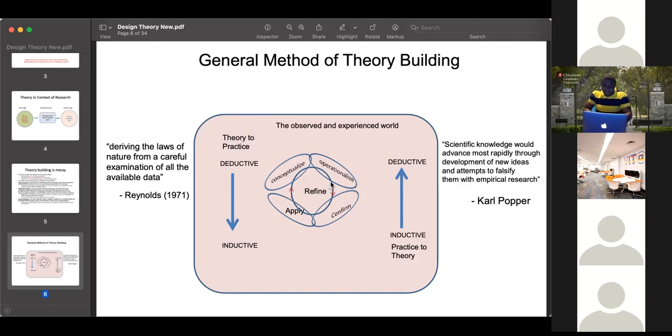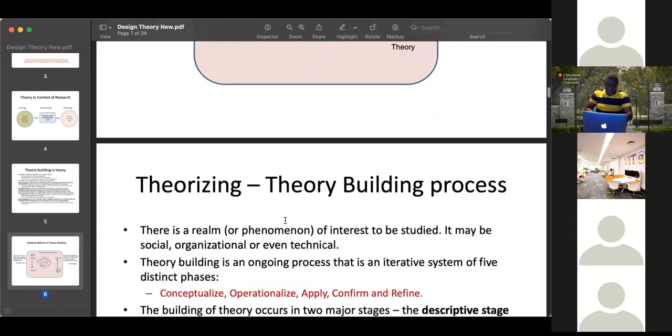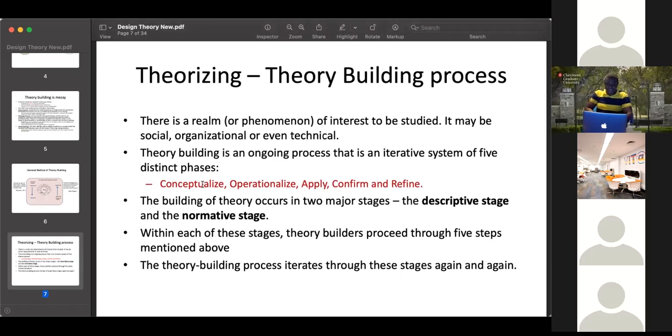And the way you do it, first of all, usually every theory building starts with an observation. When you observe your phenomenon, then you try to conceptualize. Conceptualization is when I told you about defining the construct: what's the meaning of the construct? Then operationalization: how are you going to measure them? Then you apply the theory to the particular context and confirm it. Then keep on refining. Look at Popper here again: scientific knowledge will advance most rapidly through development of new ideas and attempts to falsify them. It will become clearer as we proceed. So you conceptualize, you operationalize. Conceptualization is defining each construct, the meaning of each construct. Like performance expectancy is that I will be able to perform my job free from effort.